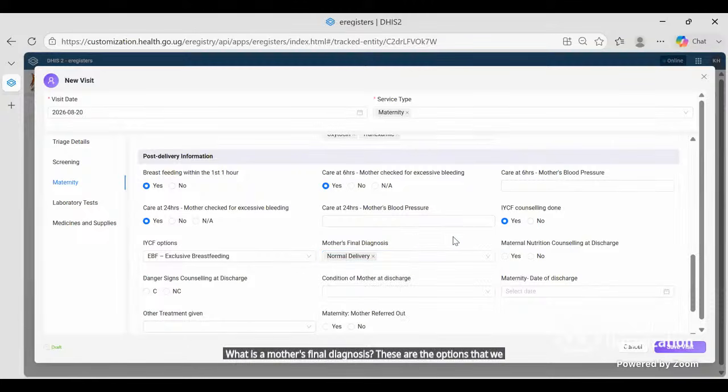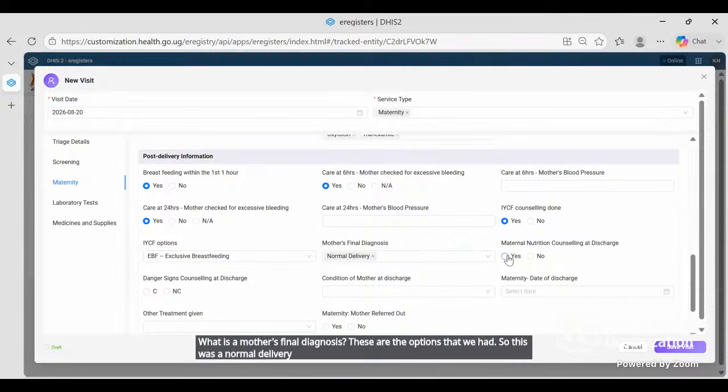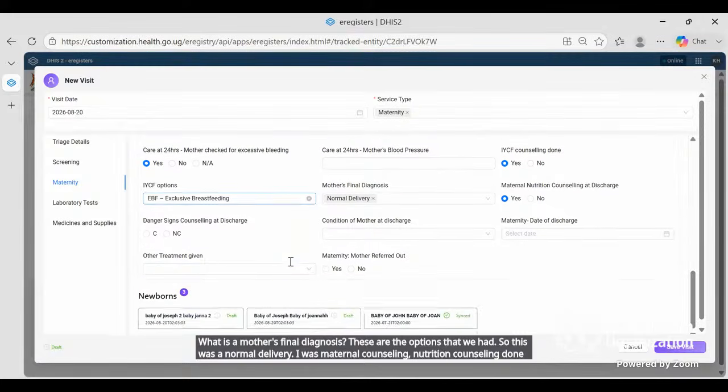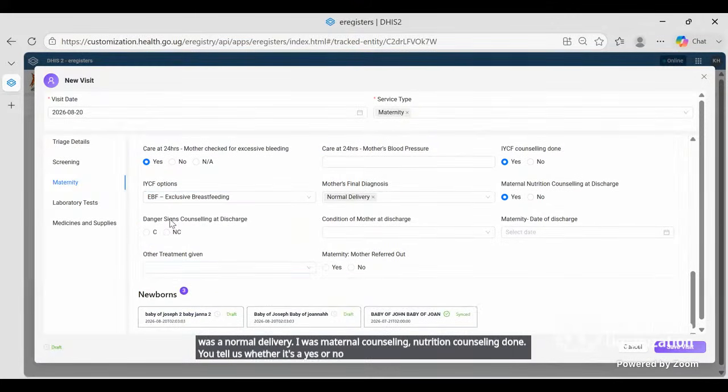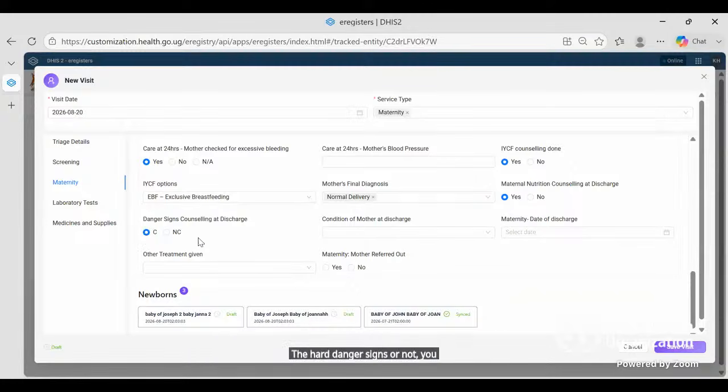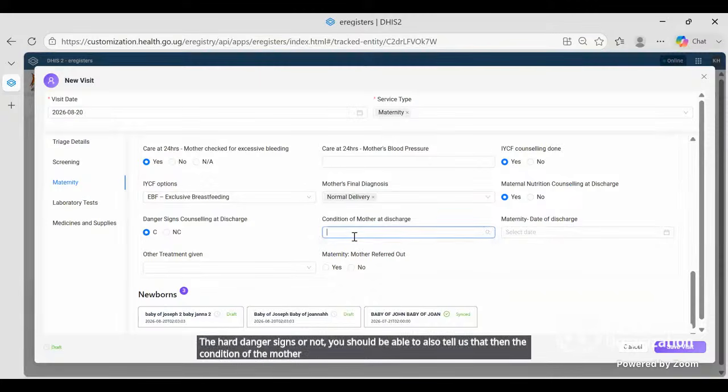So this was a normal delivery. Was maternal counseling, nutrition counseling done? You tell us whether it's a yes or no. Did the mother have danger signs? We have, they had danger signs or not. You should be able to also tell us that. Then the condition of the mother at discharge.